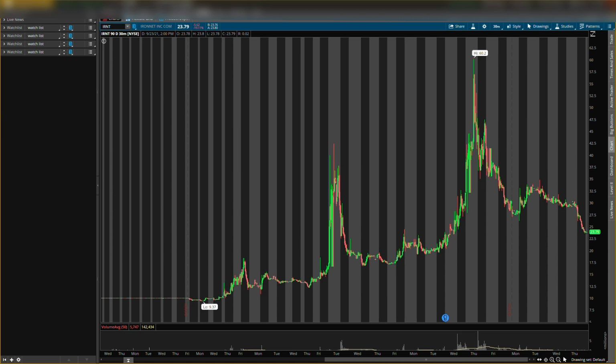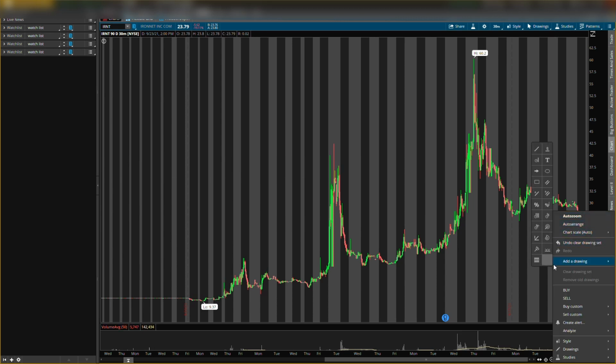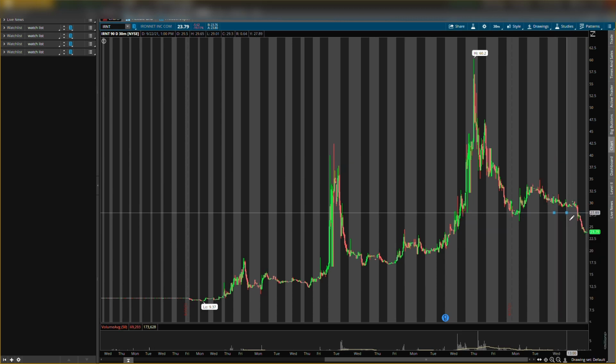Now, exit target is around $28. This one's risky as well, so try not to put too much money in here. Try not to be a millionaire in one play. We just need to get our profits and get out, okay? So $28 is the resistance level that I see.